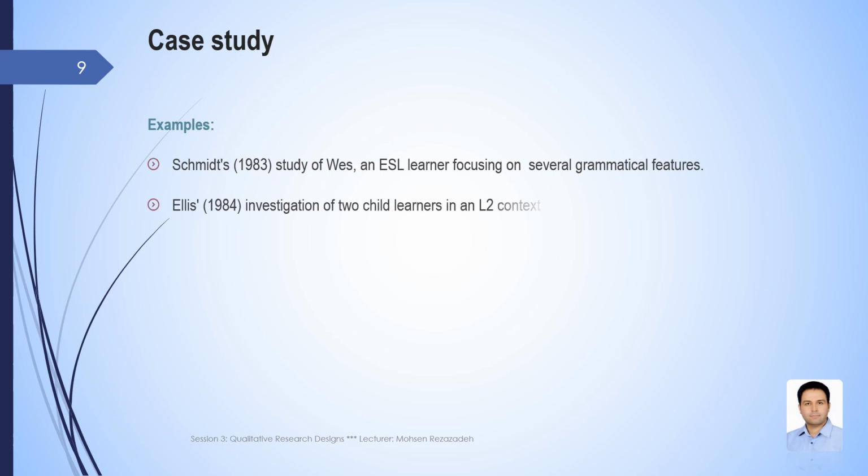Another well-known case study was done by Ellis in 1984. It was an investigation of two child learners in an L2 context. J was a 10-year-old Portuguese boy and R was an 11-year-old Pakistani boy. Both of them were learning ESL in London in a program that catered to new arrivals with the aim of preparing them for transfer to higher schools.